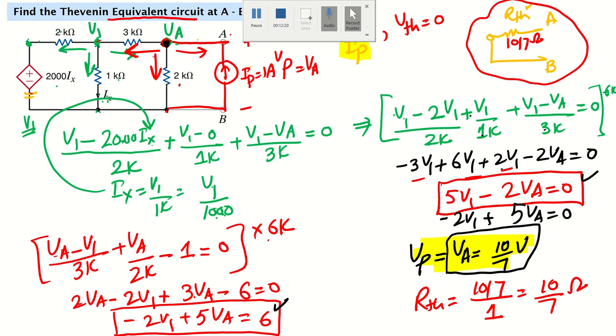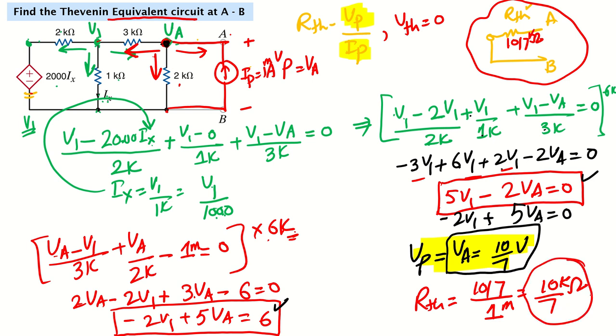Because we used a value of 1 milliampere actually, milli multiplied with 6K becomes basically 6. So with 1 milliampere here, it will become 10/7 kilo ohm. That will be the only difference. The milli was added to cancel out the impact of kilo here. So 10/7 kilo ohm is the Thevenin resistance between points A and B for this circuit.